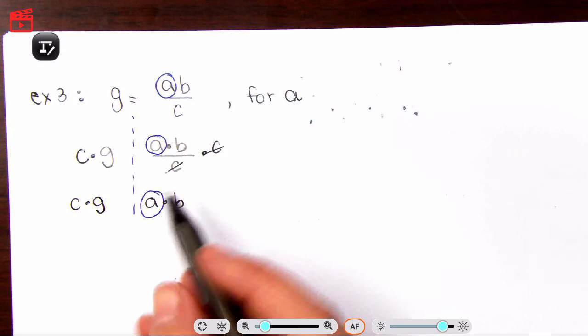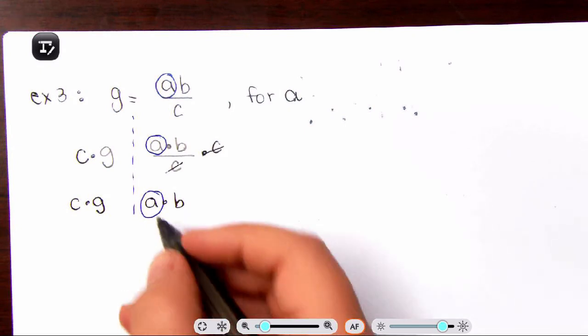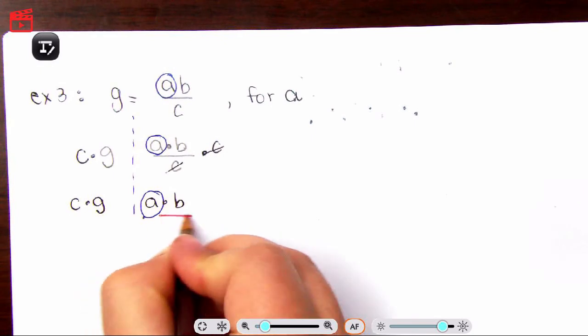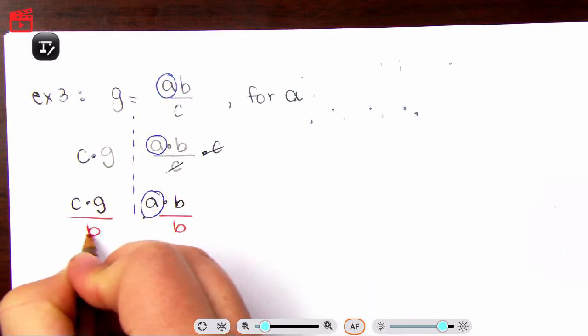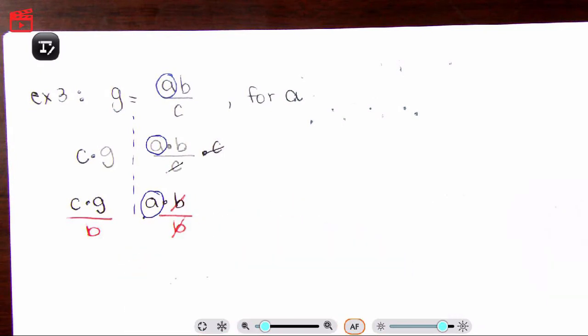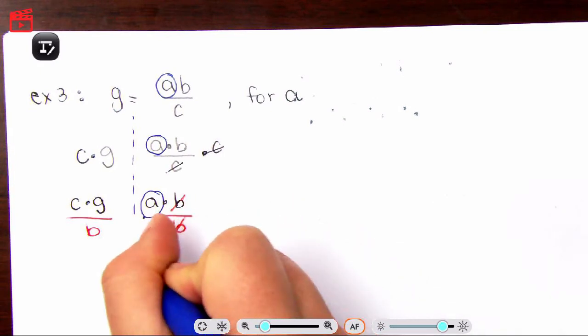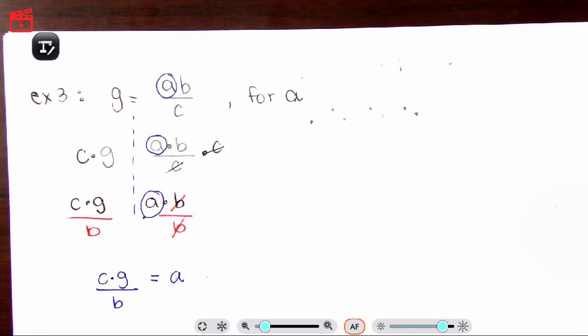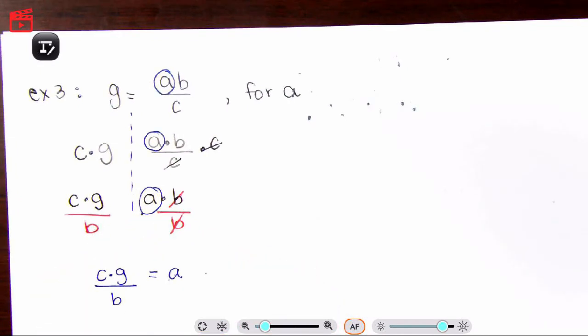How do we get rid of times b? What is the opposite of times b? And that is divided by b. So I'm going to divide by b. So then again, b on top, b on the bottom, that goes away. So I have a is equal to c times g divided by b. Our objective for this one was to solve for a. Did I solve for a? Did I get a by itself? Yes, a is alone. Therefore, we are done.